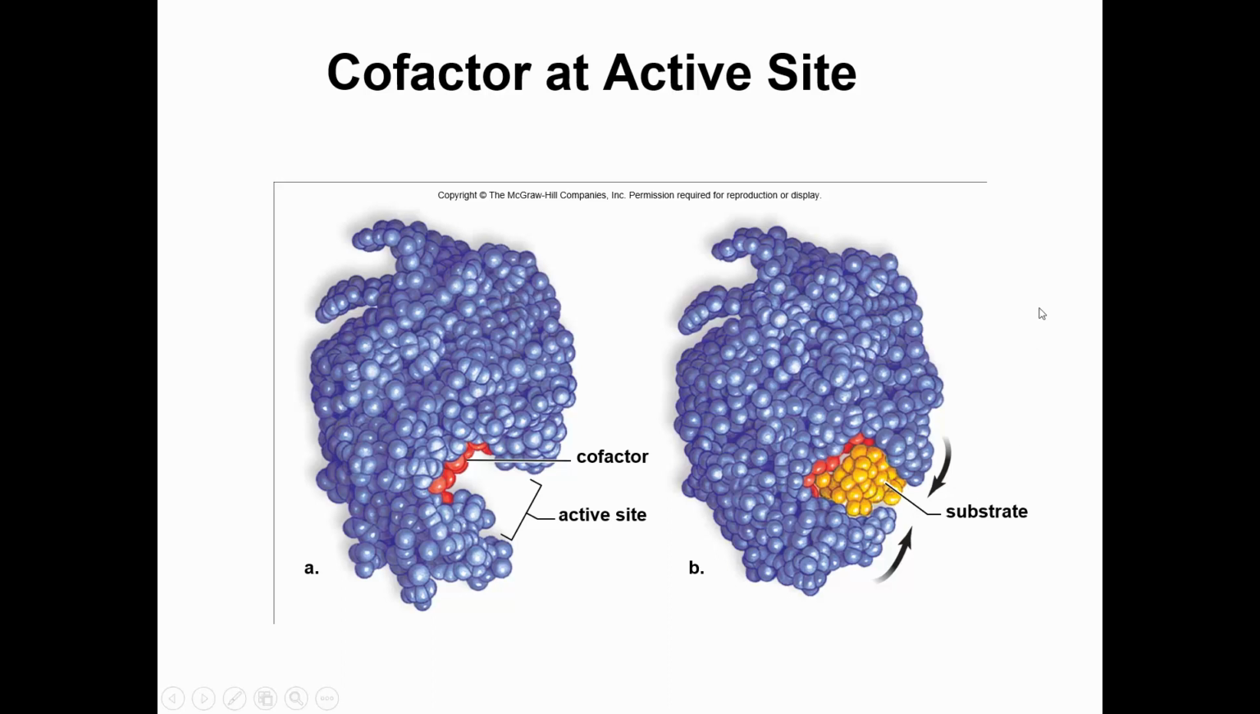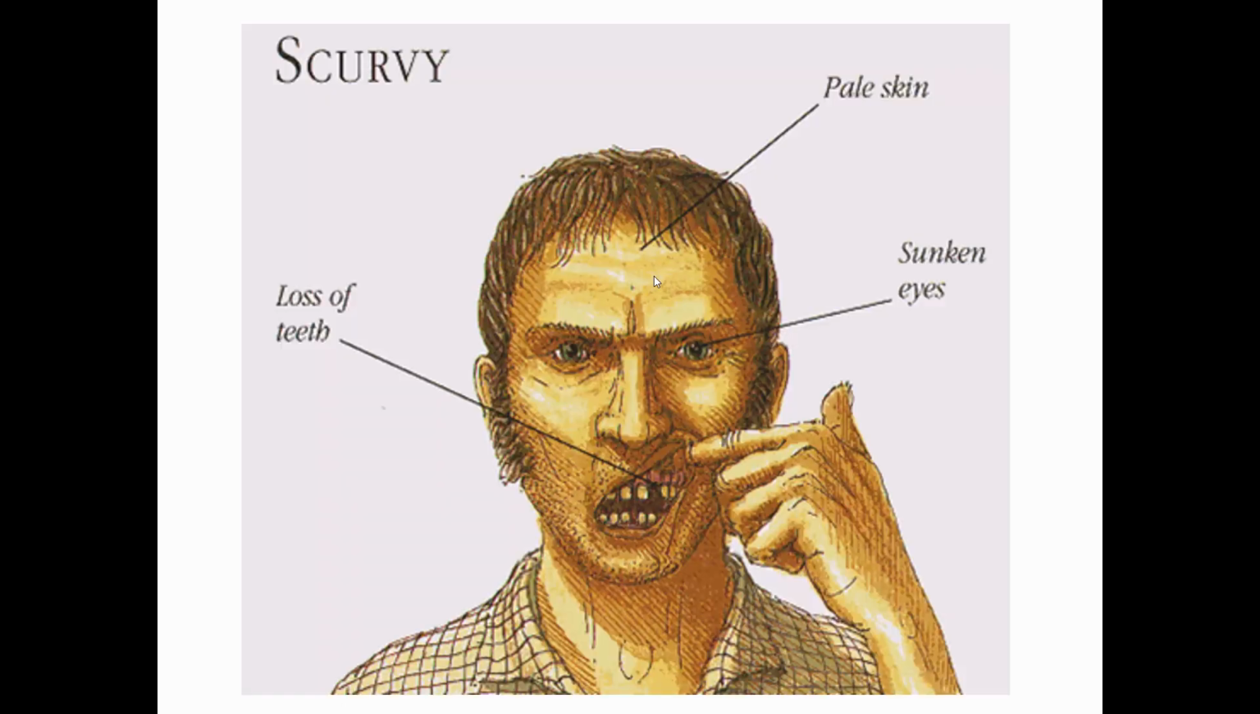And so in order for the enzyme to function, the enzyme is most of the physical mass of this entity, but the cofactor, which is much, much smaller, must be there in that active site. And this is an important thing as well. The cofactor is not used up by this process, not consumed by the process, but rather it functions as an entity necessary for this enzymatic reaction to occur. So a good illustration of this is scurvy.